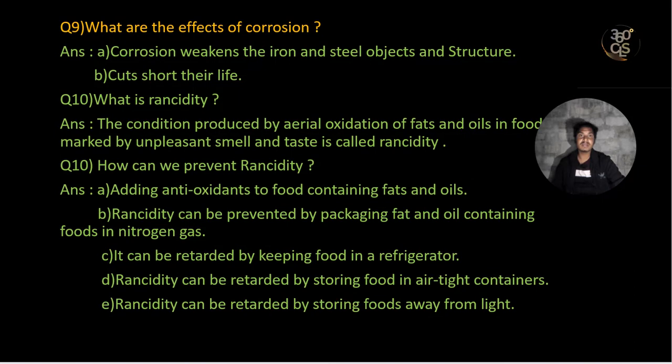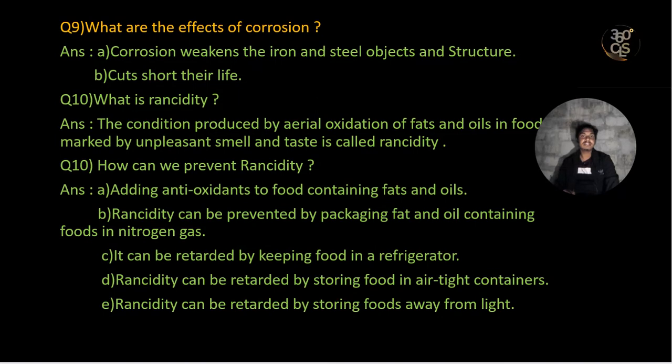So the next problem is, what are the effects of corrosion? The corrosion weakens the iron and steel objects and structures, then cuts short their life. Okay, due to the corrosion, what happens? Our metals get what? Weakened, and they also decrease their life span. Okay, so it cuts short their life.